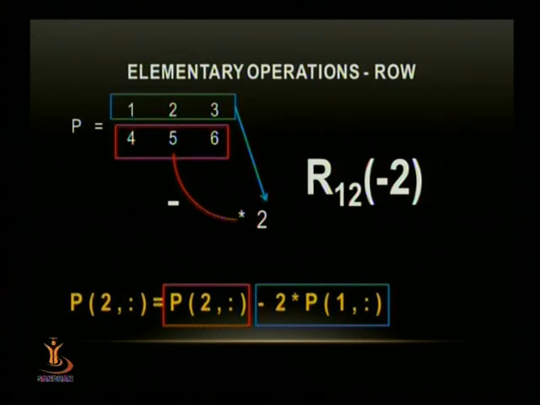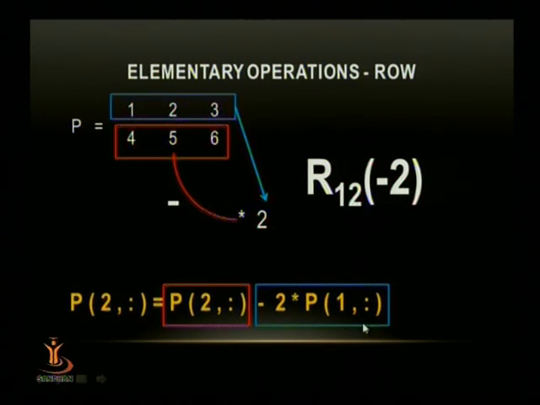Okay, elementary operations for row, right? Column operations we saw, now row operations, same concepts, nothing changed, just how you extract columns and how you extract rows. Okay, in this case it is R2 minus 2 R1. I want to multiply row 1 with minus 2 and add it to row 2. So I want to extract row 1 and row 2 at the same time.